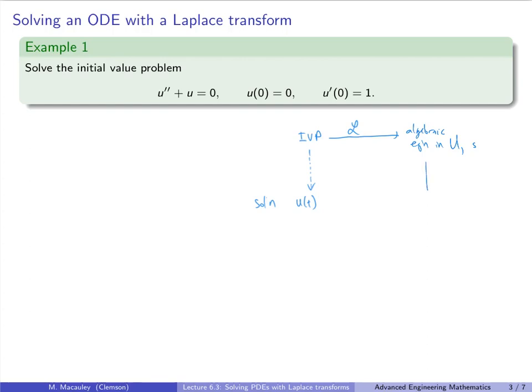So this is algebra, we can solve. We can solve for U as some expression. That's algebra, that's easy. And then all we have to do is figure out how to undo that. This is called the inverse Laplace transform, and we need to figure out what function of t has this function as its Laplace transform. And there will be one of them, and that function is the solution.